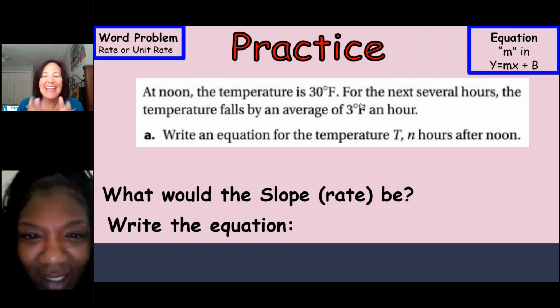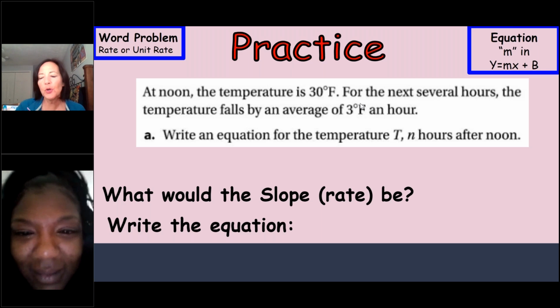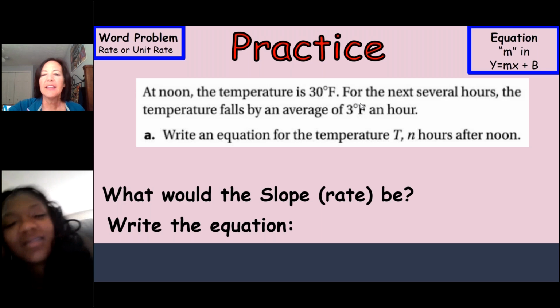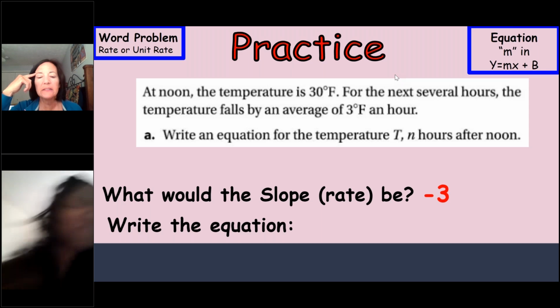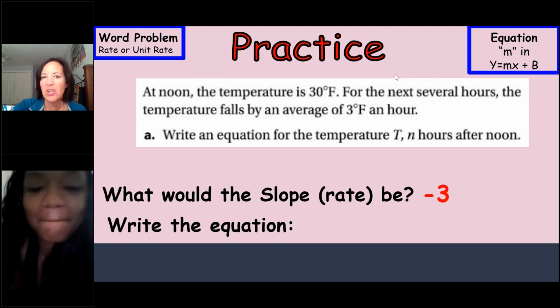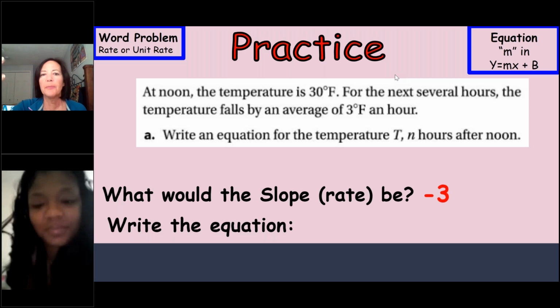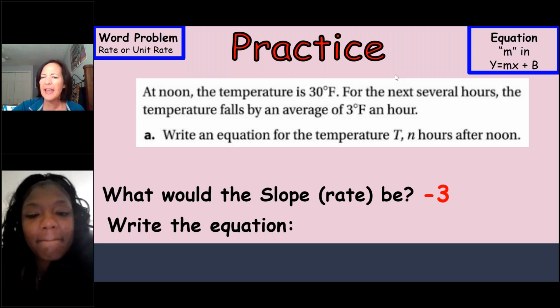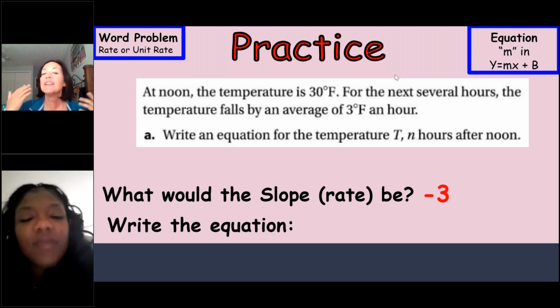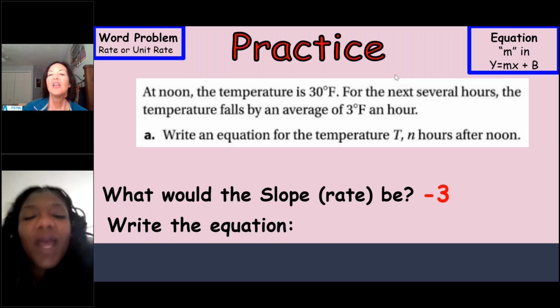Yes. Now be careful. That's what makes word problems tricky, is that you have to understand. That's why I love to draw pictures. This one was tricky to draw a picture, but you have to understand, oh, wait, that temperature is actually going down, not going up. So it's a -3. Okay. So now we need to write the equation.